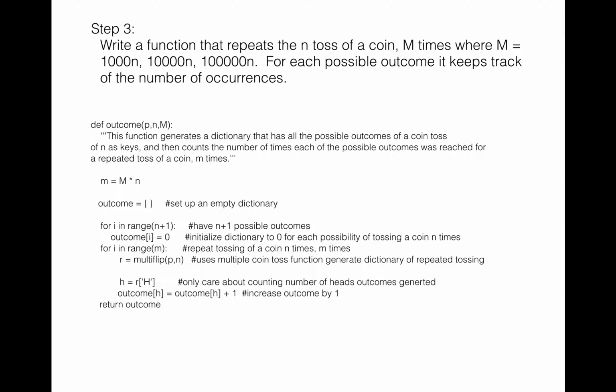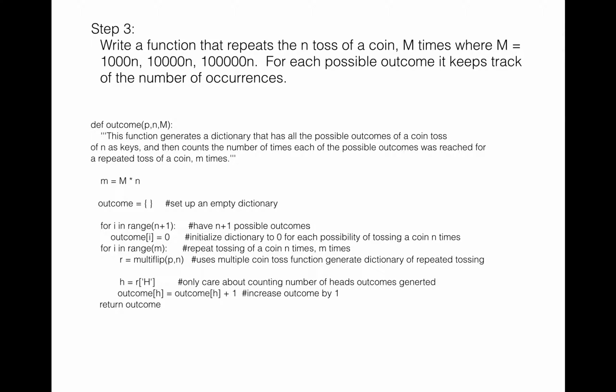And then I initialized an empty dictionary, which I called outcome. And then for i in range n plus 1, I set values of outcome of i equal to 0. By observation, I saw that for every possibility of n, I always got n plus 1 possibilities. So if I tossed a coin 5 times, I would have 6 possibilities, because the heads could be 0 through 5, so 0, 1, 2, 3, 4, 5, and that's 6 possibilities. So I first initialized my dictionary and set it to 0 for all those possibilities.